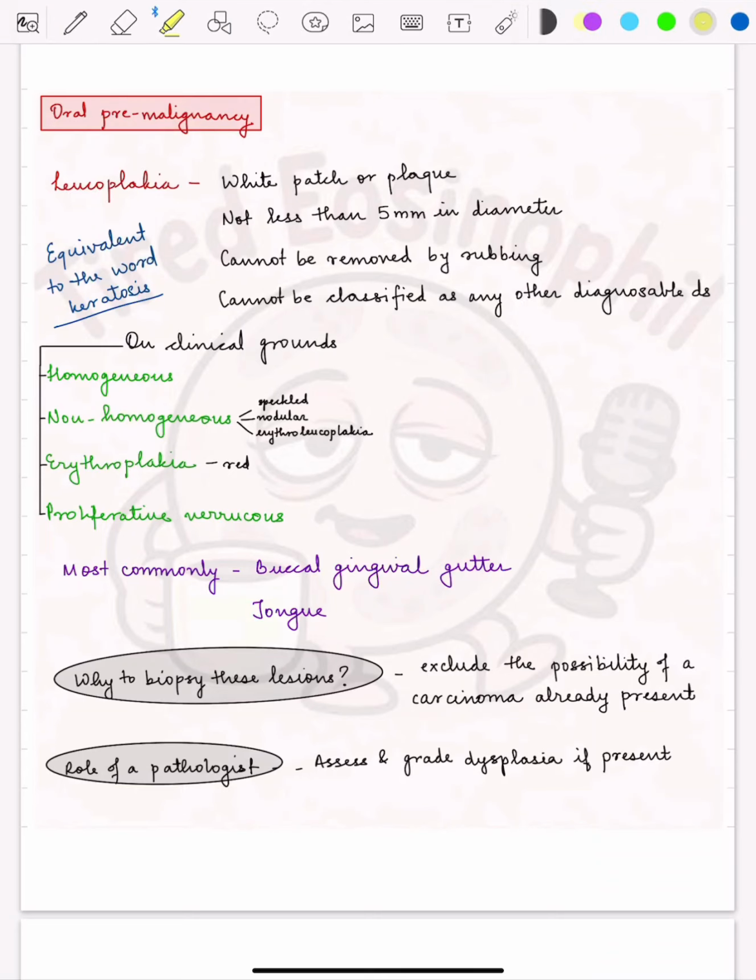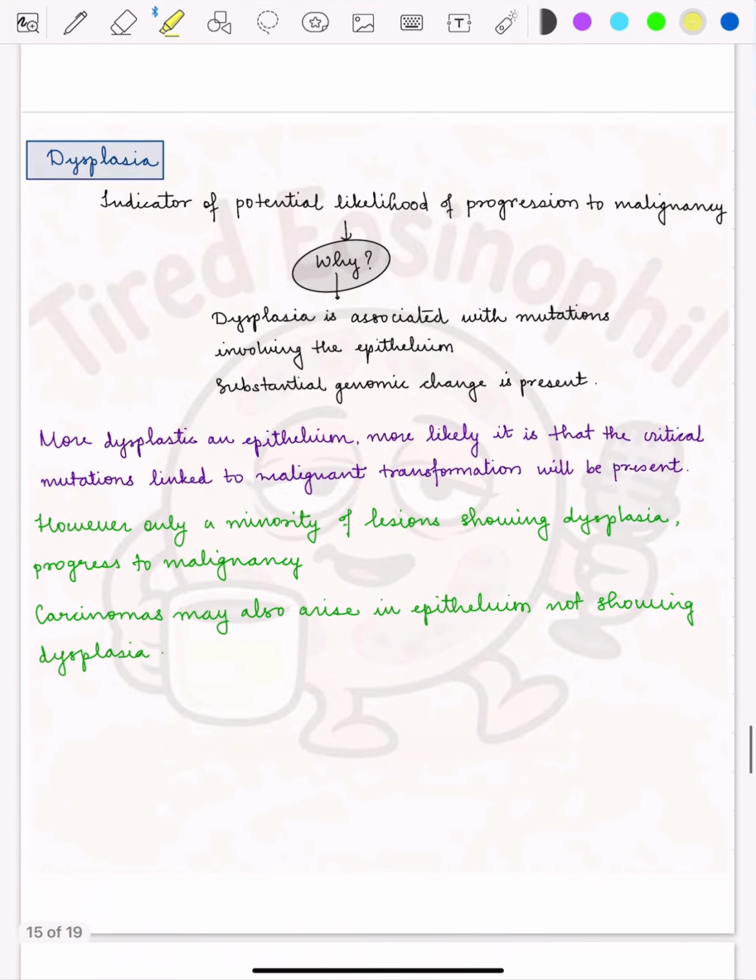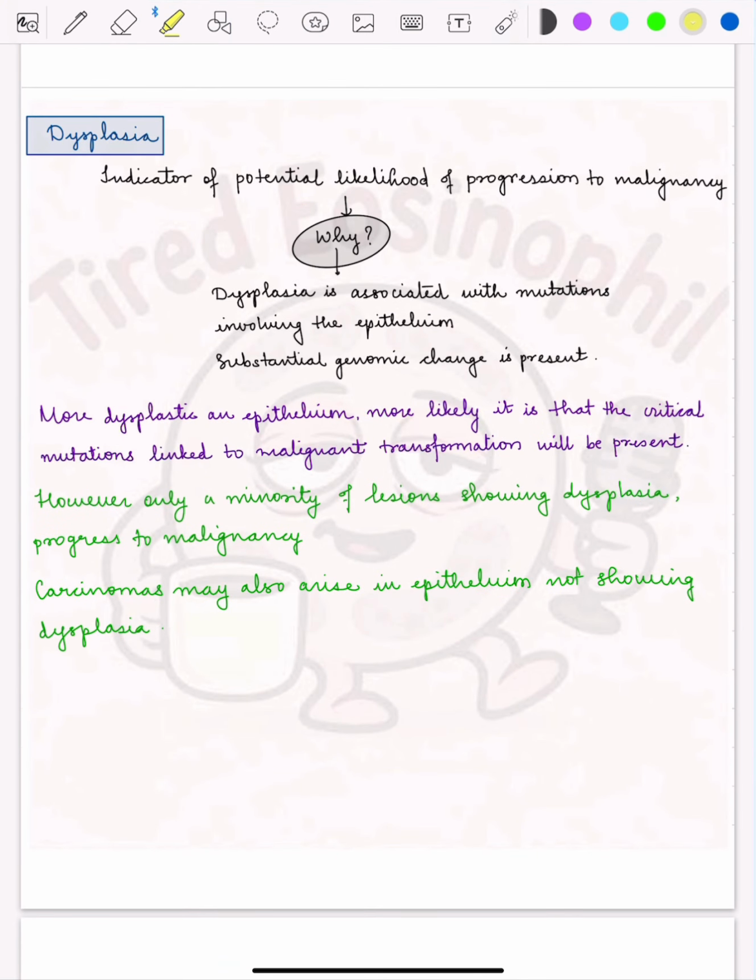Next in our topic is oral pre-malignancy. However, before diving into the topic of pre-malignancy, I would like to share a basic topic of dysplasia. So, what exactly is dysplasia? Dysplasia is an indicator of potential likelihood of progression to malignancy. So, why do we say that the presence of dysplasia can indicate the likelihood of progression to malignancy?